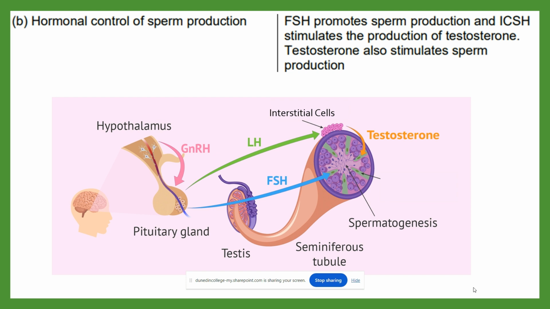So alongside FSH, testosterone also acts upon the seminiferous tubules to mature and develop the sperm cells. So FSH and testosterone are both required for sperm production, and ICSH is required for the testosterone.